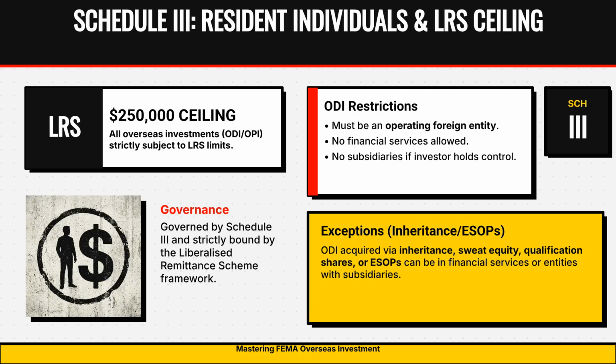Schedule 3 governs overseas investments by resident individuals. The overall ceiling is linked to the liberalized remittance scheme. A resident individual can generally make ODI only in an operating foreign entity that is not engaged in financial services and does not have controlled subsidiaries. However, FEMA recognizes special situations such as inheritance, ESOPs, qualification shares, and sweat equity. Investments acquired through these routes enjoy certain relaxations. Another exam point is that acquisitions of less than 10% equity without control through ESOPs, qualification shares, or sweat equity are generally treated as overseas portfolio investments.